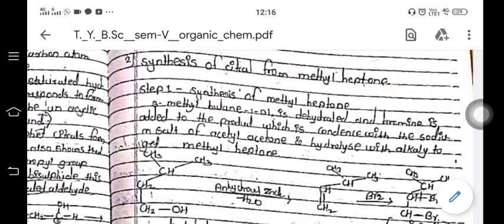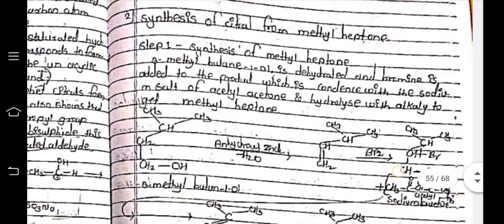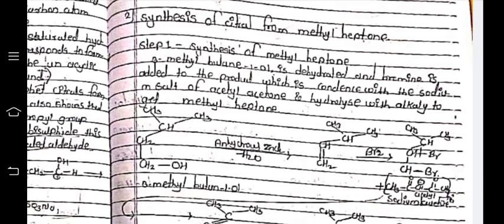In today's lecture, we are on the topic of organic chemistry, Unit 4, that is natural products. In that, we are going to study the synthesis of citral from methyl heptenone. Step one: synthesis of methyl heptenone.